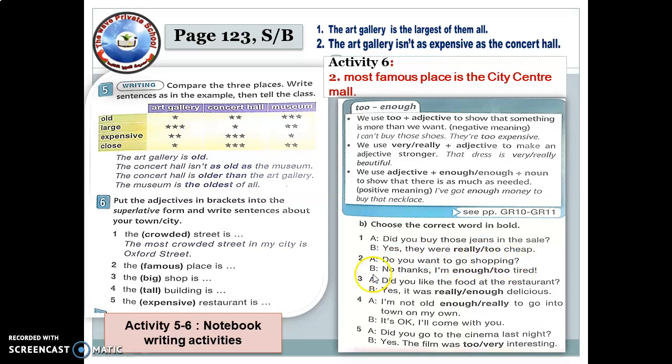And then letter B, no thanks. I'm too tired. Number 3, did you like the food at the restaurant? Yes, it was really delicious. Number 4, I'm not old enough to go into town on my own. It's okay, I'll come with you. Number 5, did you go to the cinema last night? And then, yes, the film was very interesting.